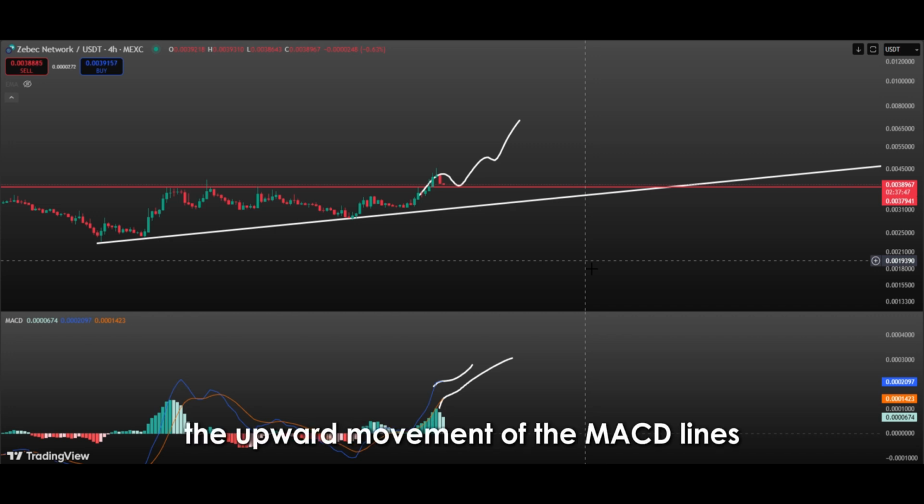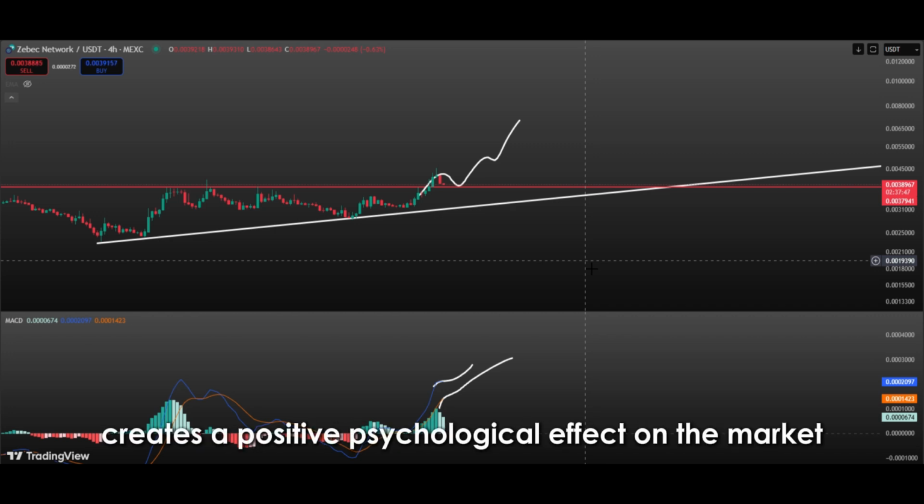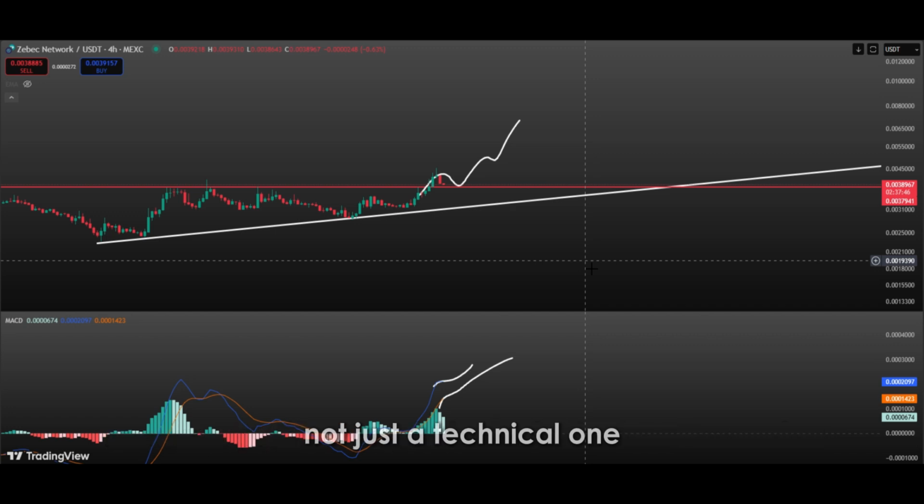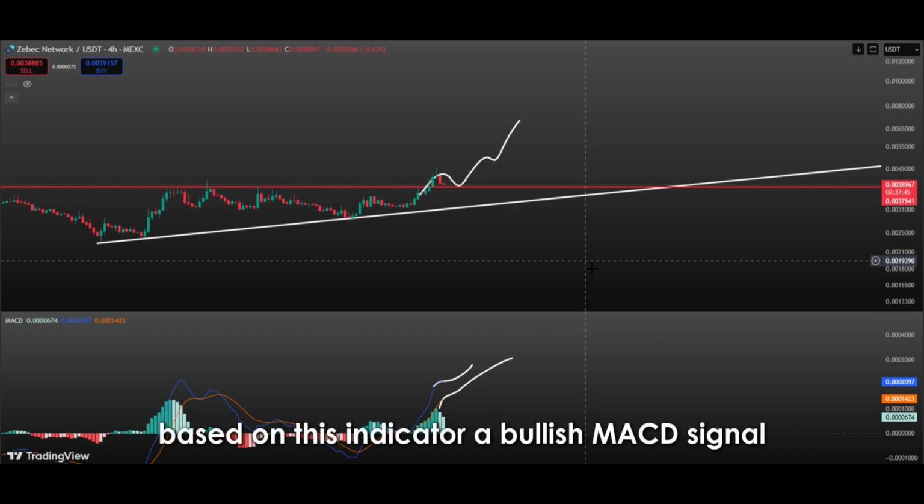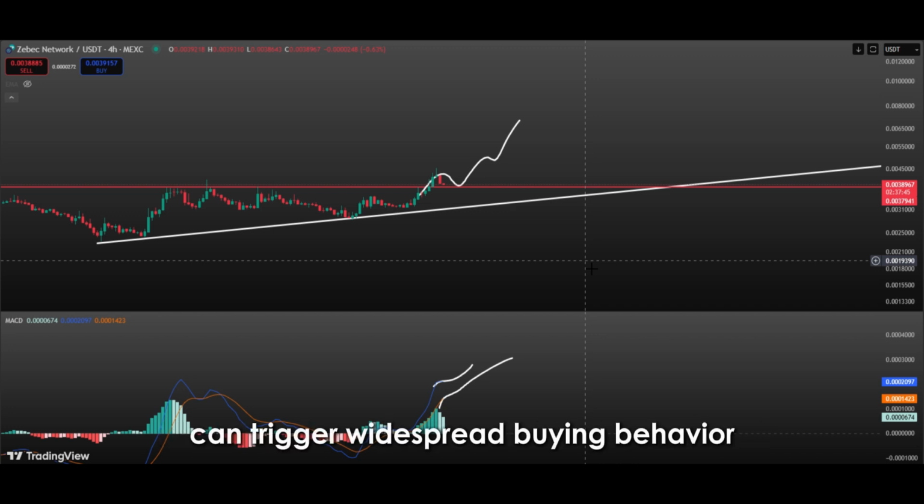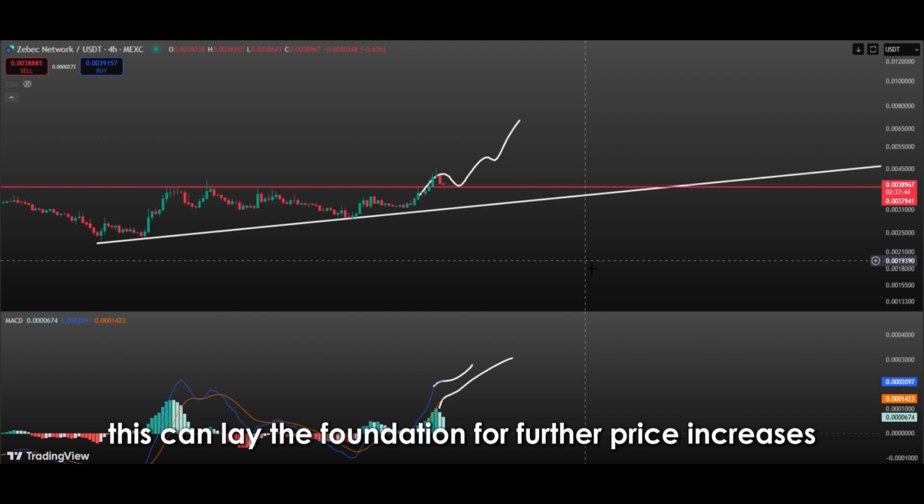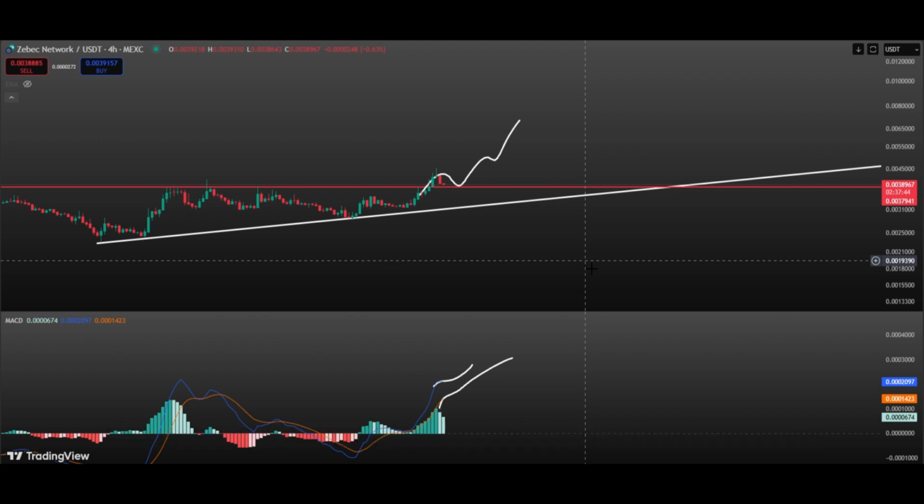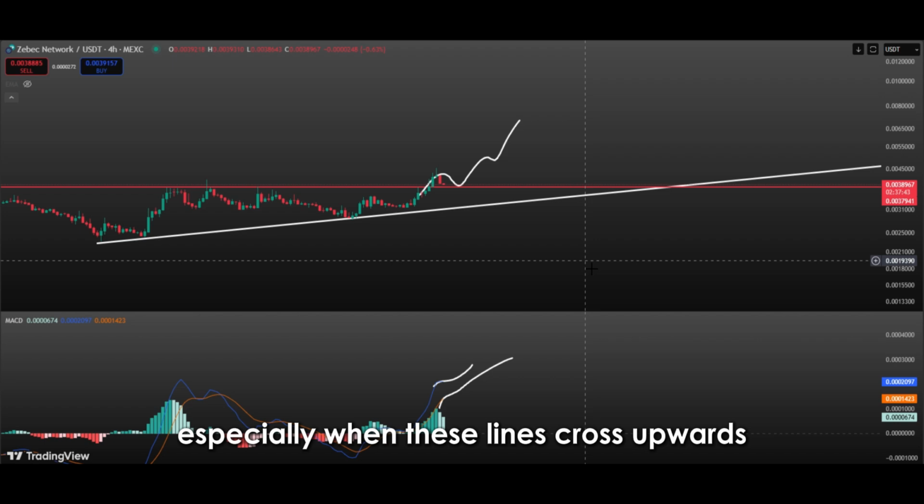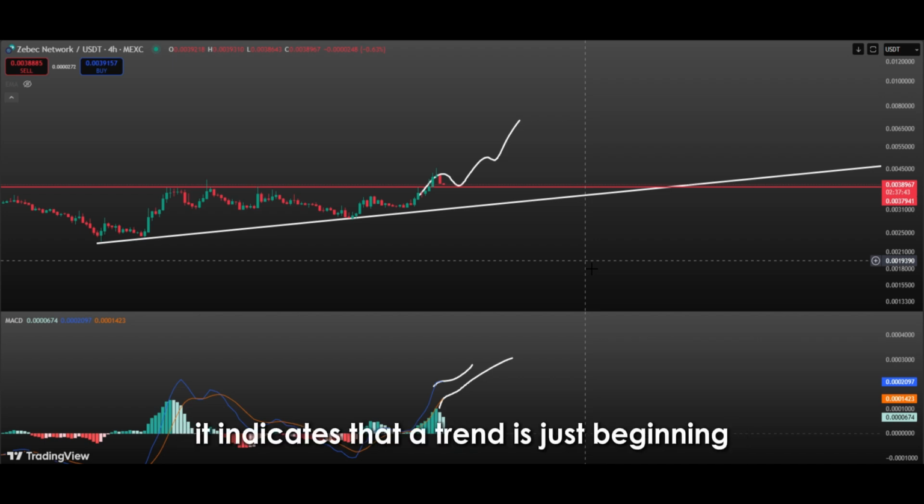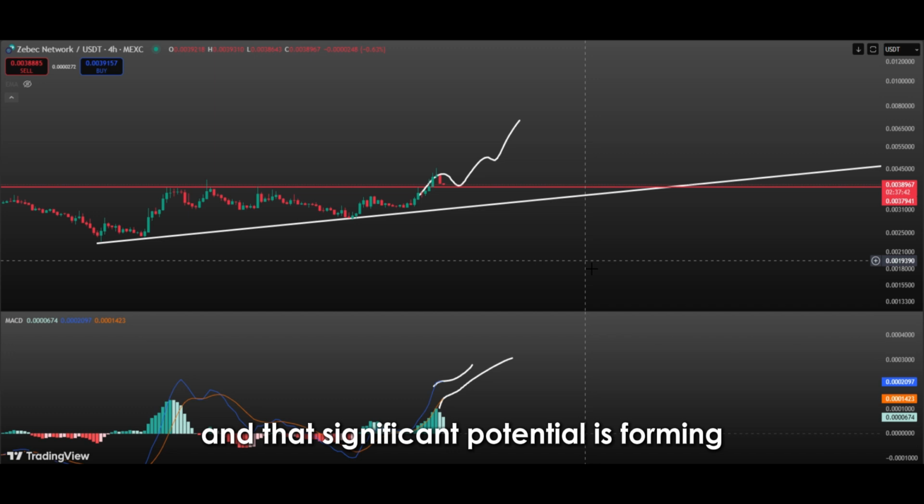Moreover, the upward movement of the MACD lines creates a positive psychological effect on the market, not just a technical one. Since many investors make decisions based on this indicator, a bullish MACD signal can trigger widespread buying behavior. This can lay the foundation for further price increases. Especially when these lines cross upwards from below the zero level, it indicates that a trend is just beginning and that significant potential is forming.